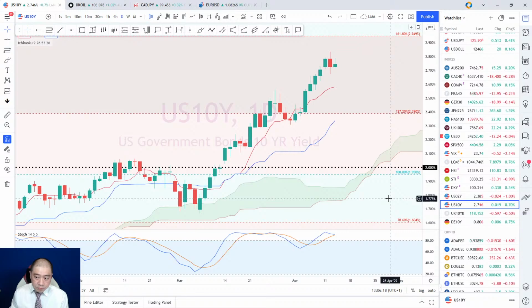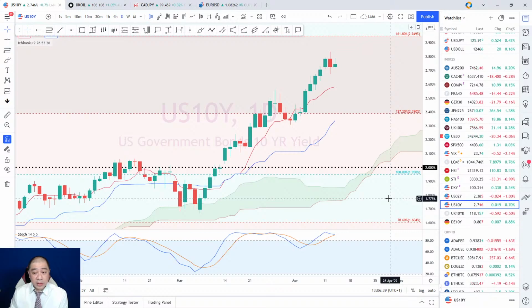All right, so we're looking at a very aggressive FOMC. I think pretty much a 50 basis point hike in May. I think that's pretty much confirmed, or at least if I can put it in percentage, it will be above 90% in terms of whether or not they're going to hike 50 basis points in May. All right, so I think we are seeing that happening right now.